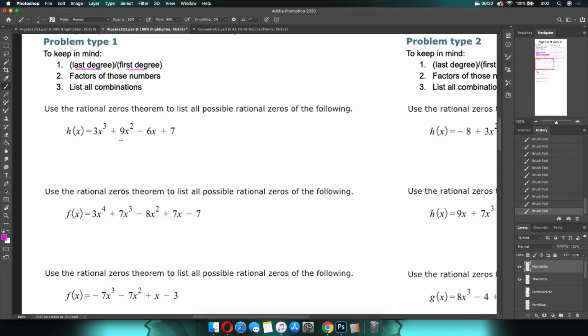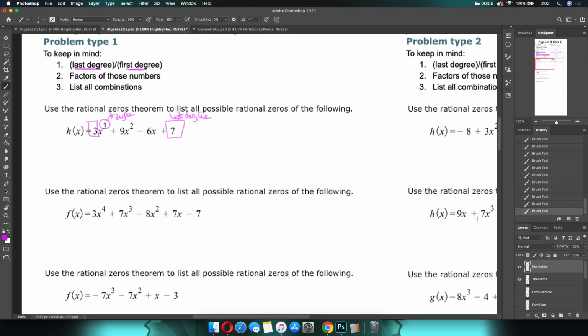So what's our last number? 7. You're looking for the number without a variable. My first degree is going to be there, right there. So my number is going to be 3. So this is my first degree. I can tell because that's my highest exponent. This is my last degree, I can tell because there's no variable there.